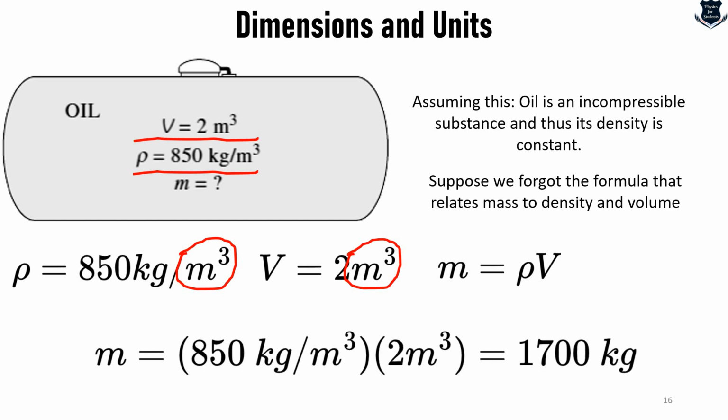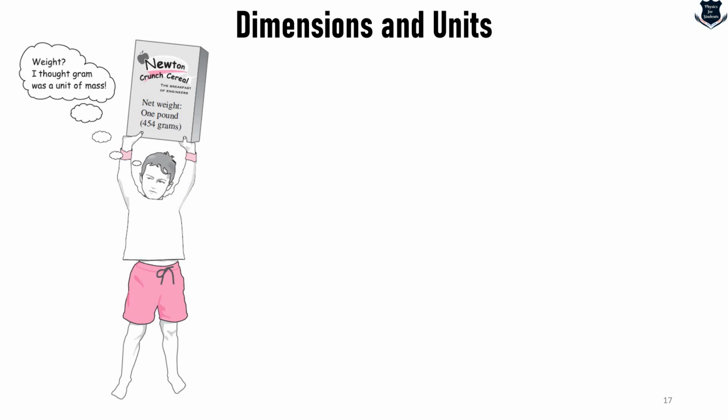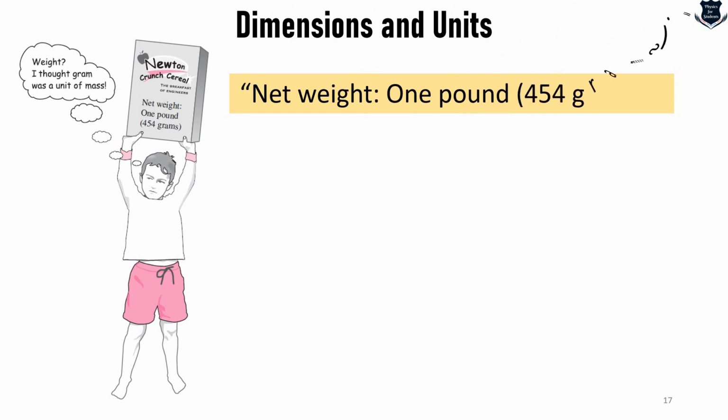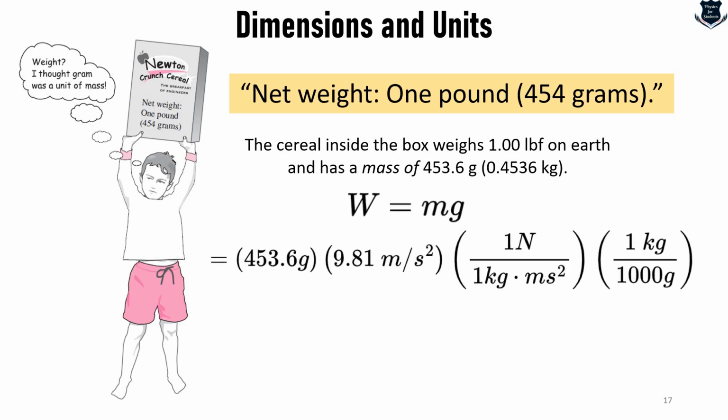Now I would like to give you another example. For example, you have purchased this, right? When you buy a box of breakfast cereal, the printing might say that the net weight is so and so, as I've shown in this figure. What does this mean? It technically means that the cereal inside the box weighs 1 lbf on earth and has a mass of 0.4536 kilogram. Now using Newton's second law, the actual weight of the cereal in the metric system is this, and we can calculate it.